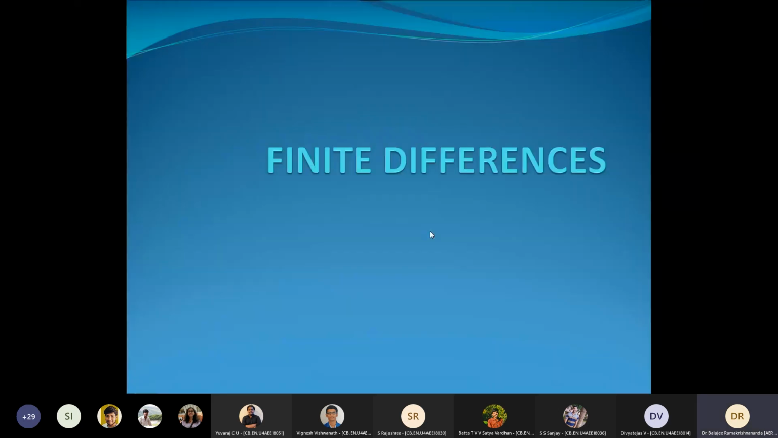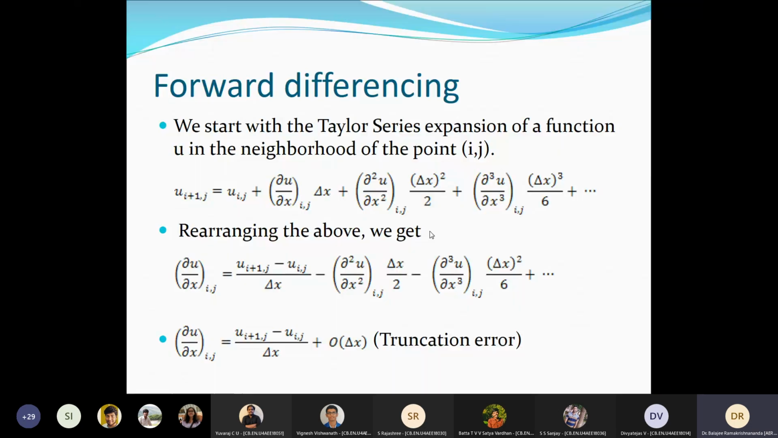Now, how are these finite differences formed? So we look at forward differencing first. Have you looked at these differences in your FEM course? Niveda?